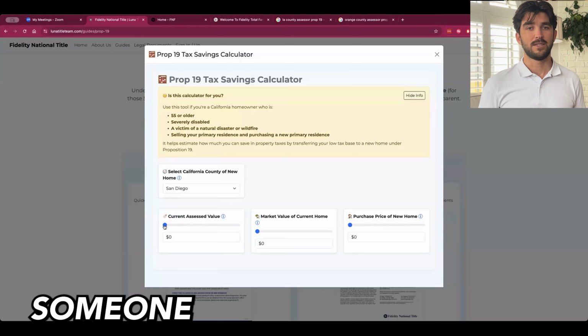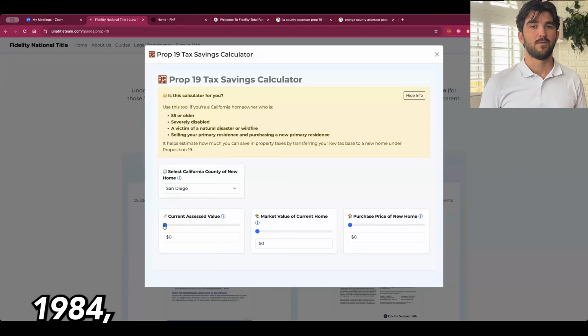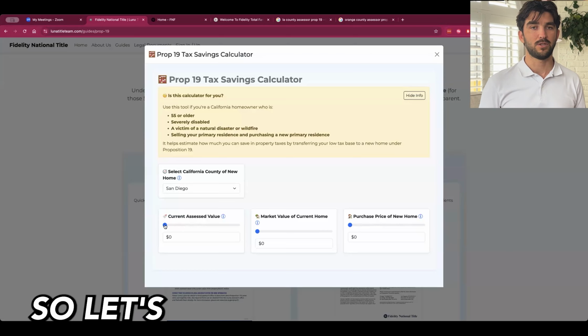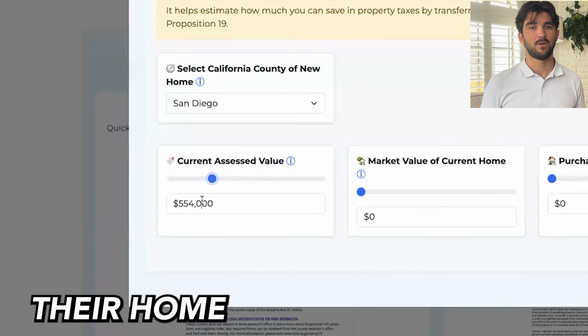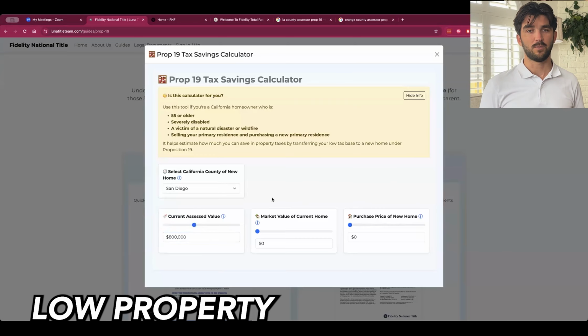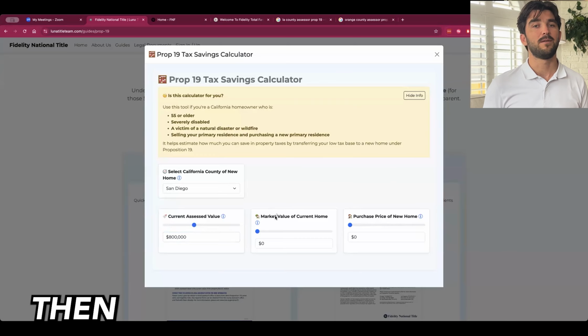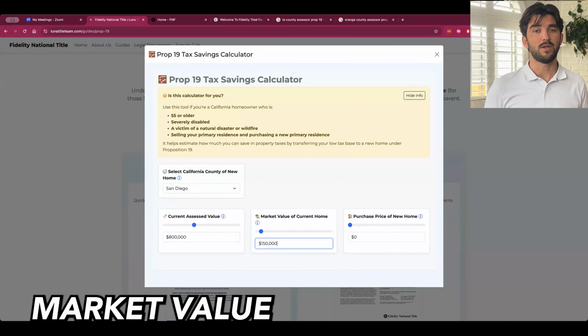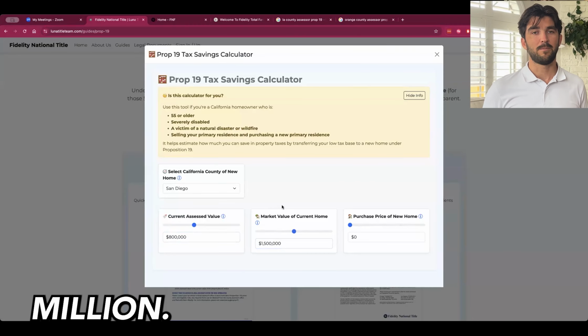So let's say someone bought their property in 1980 for $450,000. Because of Prop 13, that would have only gone up 2% a year after year. So let's say today, the current assessed value of their home is $800,000. So they're paying a low property tax bill, which is nice. Then let's say the market value of their current home has gone up quite a bit. So let's say the current market value of their home is $1.5 million.